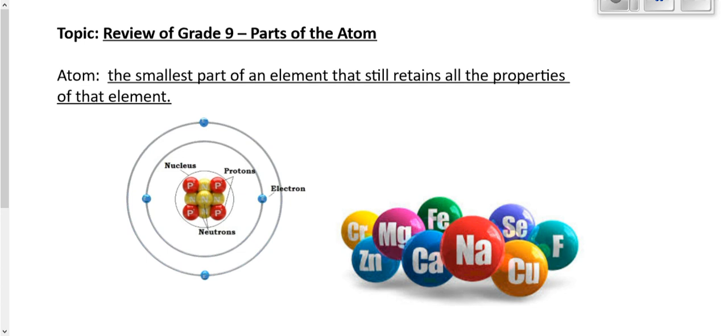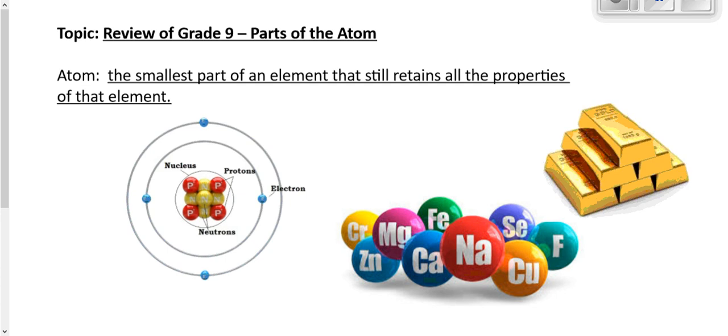that element. Suppose for a moment that we had a piece of gold, like perhaps a gold ring, or maybe even a stack of gold bars. If I were to take this piece of gold and cut it in half, and then take that half and cut it in half again, cut it in half again, and on and on and on, the smallest piece of gold that I could get that was still gold would be a gold atom.